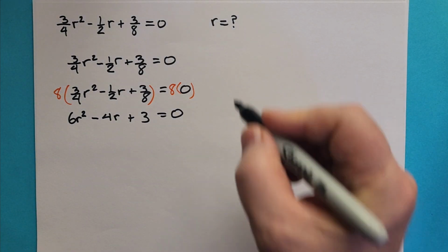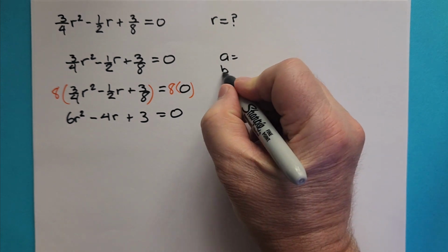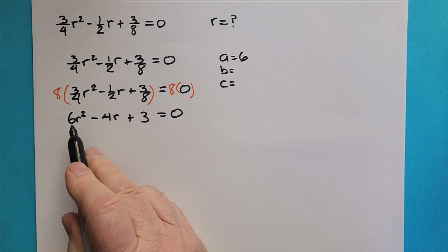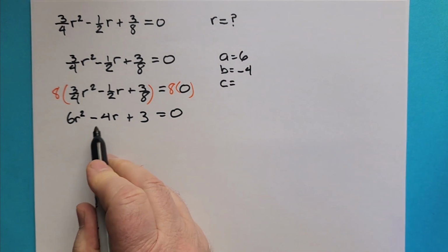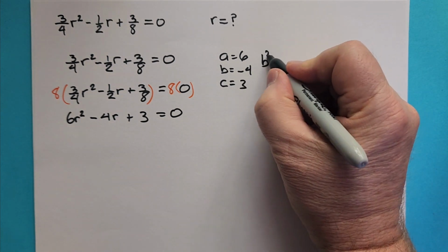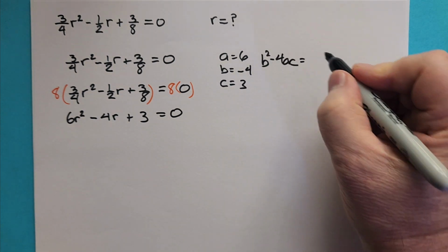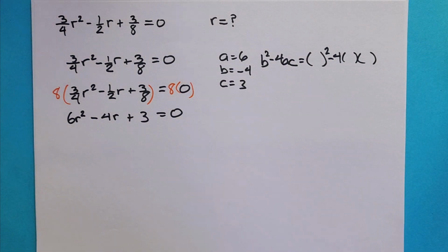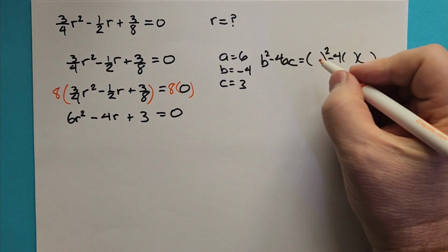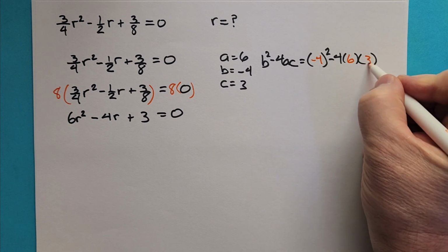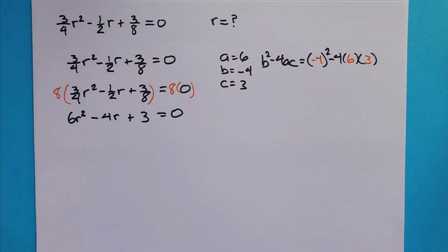So we can still do everything that we can do with the quadratic formula. So I'm just going to carefully list out the parameters A, B, and C. A is 6, it's the leading coefficient in front of the squared part. The linear part is -4, or the coefficient on r is a -4, and C is 3. And so we'll use that to calculate the B squared minus 4AC, which we call the discriminant. Okay, so B is a -4, A is 6, and C is 3.